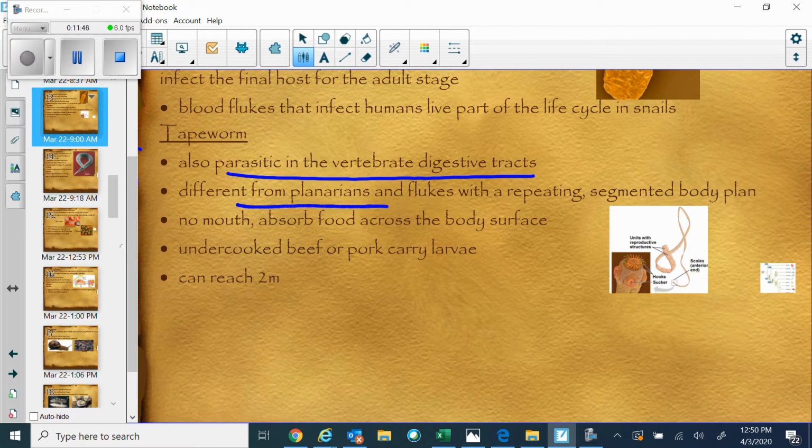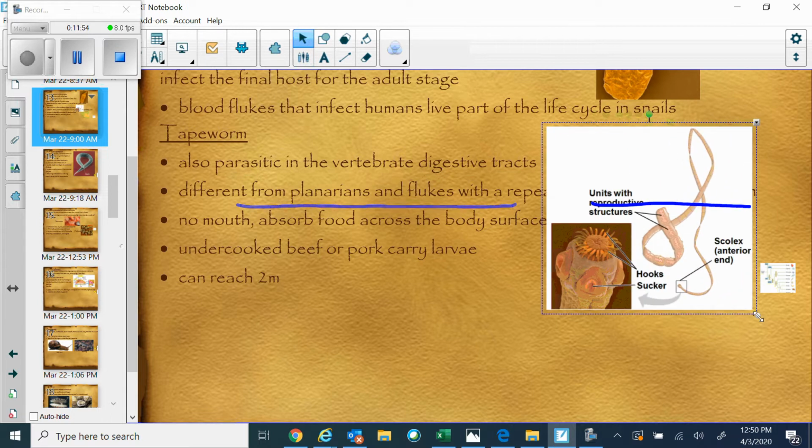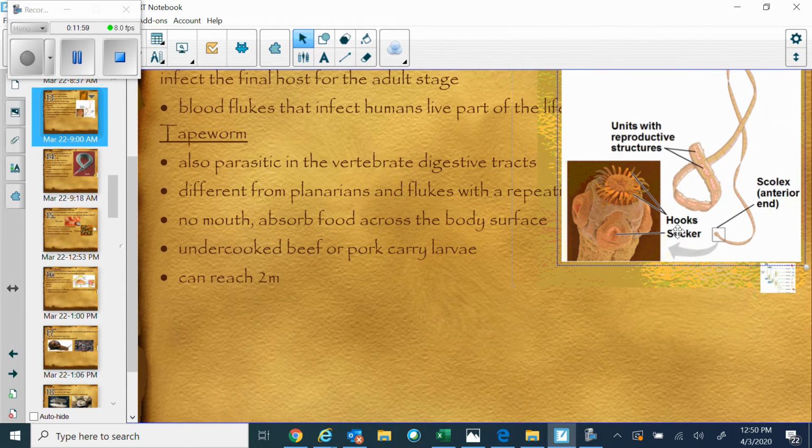Different from the planarians and the flukes because they have a segmented body plan. That's interesting because if you try to pull one of these guys out of your gut and it breaks, it's not dead. You just got the other piece. It's terrible. They feed through their body surface.